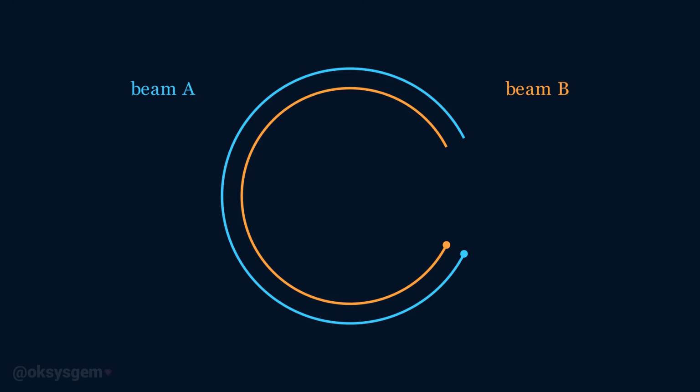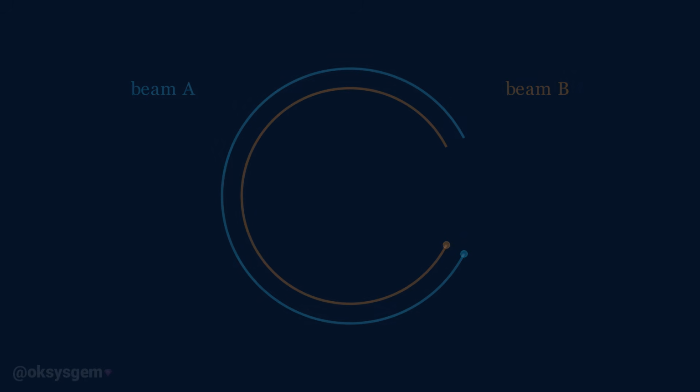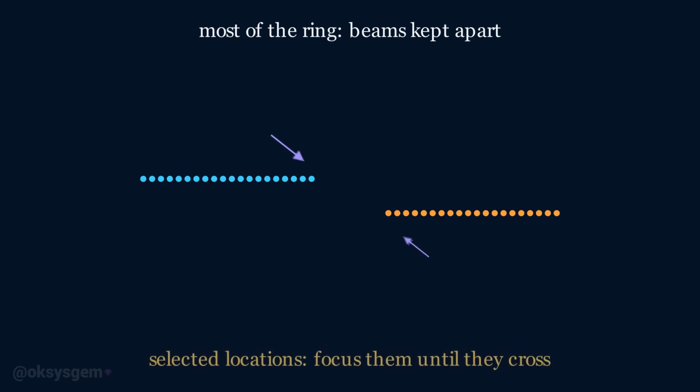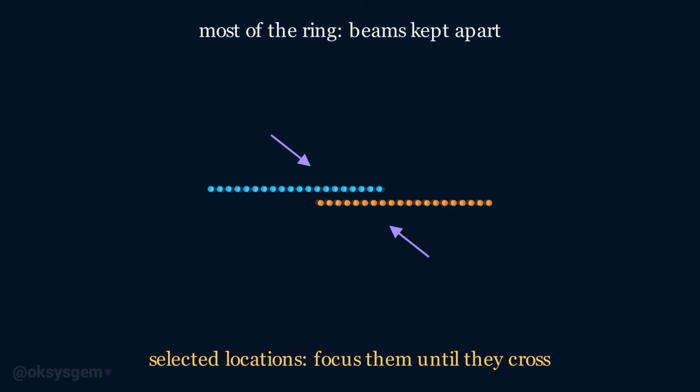Now imagine looking down the beam pipe. One proton beam is traveling around the accelerator in one direction. In machines designed for particle collisions, another beam can travel around in the opposite direction. Most of the time, these beams are deliberately kept apart. At a few carefully selected locations, however, powerful magnets focus both beams until they cross. This is where the accelerator changes from a machine for accelerating particles into a machine for studying them.